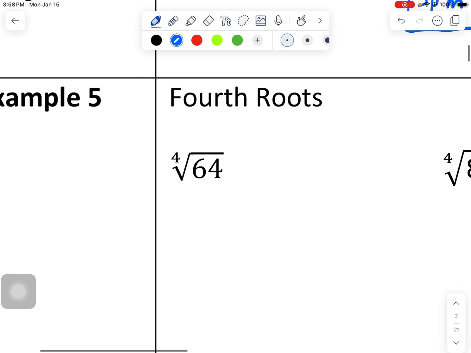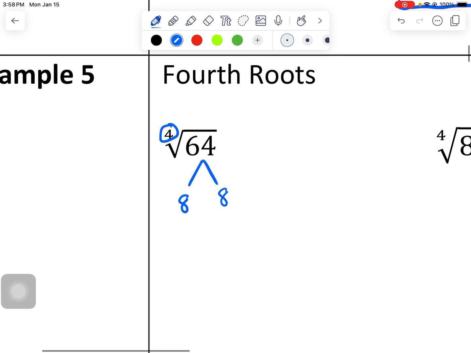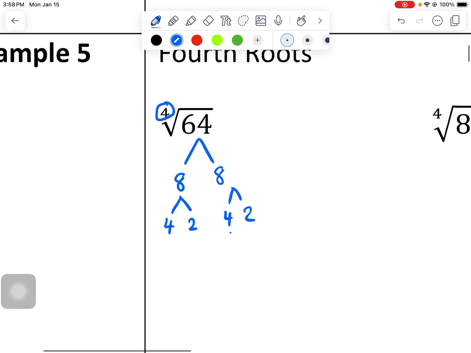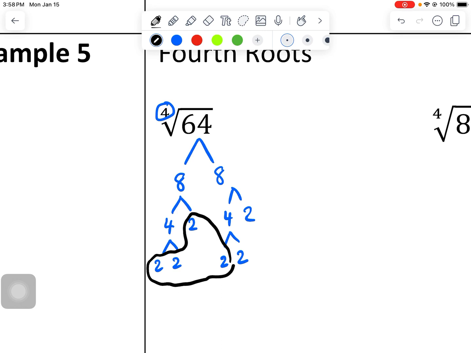So now, like we were doing before, we are going to assume that these come in groups of 4. So 64, I'm going to do 8 and 8. Break this down. I'm going to do 4 and 2, 4 and 2, whatever method you like to do best. 2, 2, 2, 2. Okay, so now I'm looking for groups of 4. So I'm going to circle 4 at a time here. So that single group is going to stay on the outside as a 2.